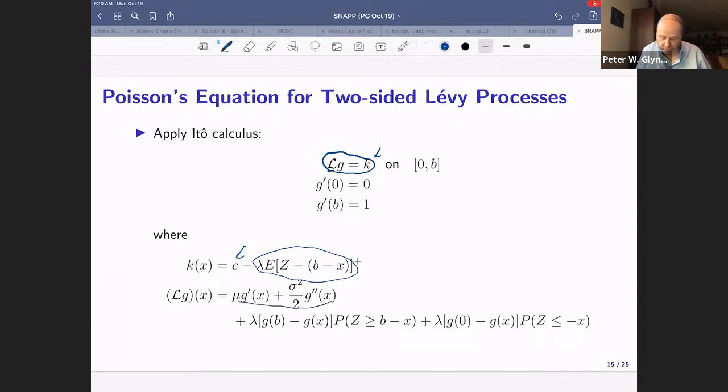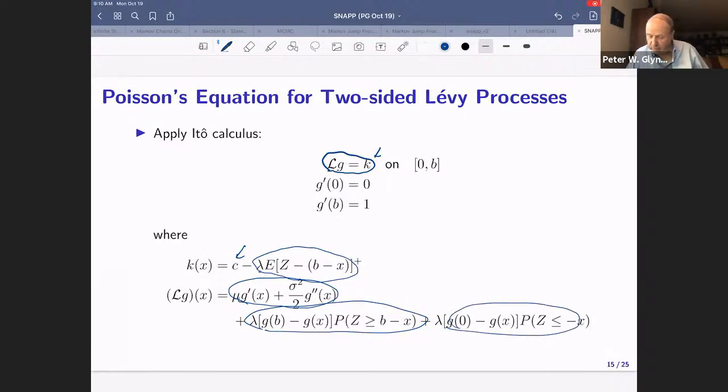You can see it has the sort of standard diffusion piece here, if you're familiar with that literature. And then it has some jump components. This is the jump component associated with jumping above level B, or trying to jump above level B. And here is the rate at which the process is trying to jump below level 0. So this is, again, an approach to extending Poisson's equation to boundary functionals now of Markov processes that also involve jumps in addition to diffusion.